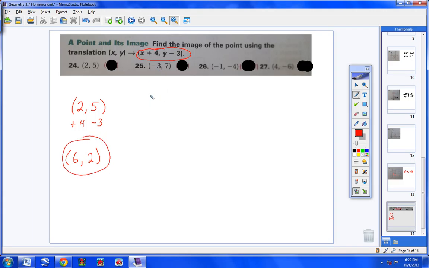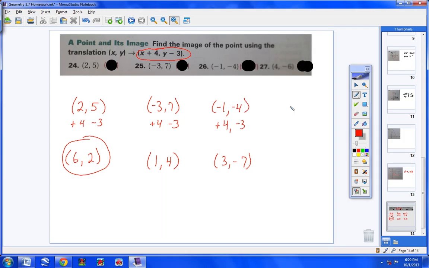So now for number 25, let's take our ordered pair, negative 3, 7, and they want us to do the same thing. X plus 4, so I add 4, y minus 3, so I subtract 3, and my translated ordered pair would be 1, 4, because negative 3 plus 4 is 1, and 7 minus 3 is 4. Okay, let's take this ordered pair, negative 1, negative 4, and let's translate it positive 4 and negative 3. So we're going to add 4 to the x and negative 3 to the y. Well, you would get 3, negative 7, because negative 1 plus 4 is 3, and negative 4 and negative 3 is negative 7.